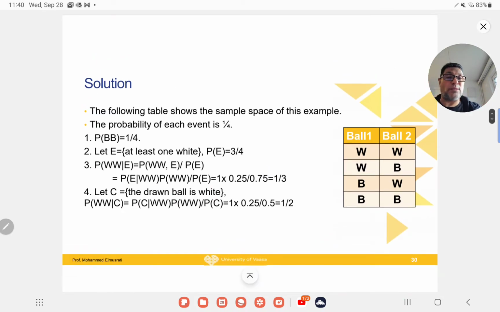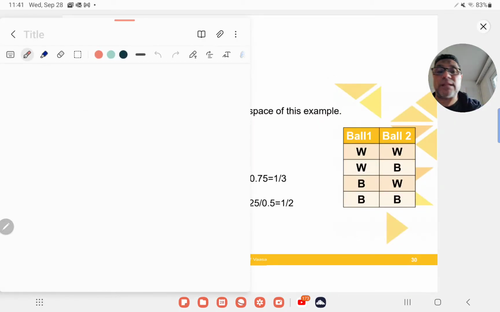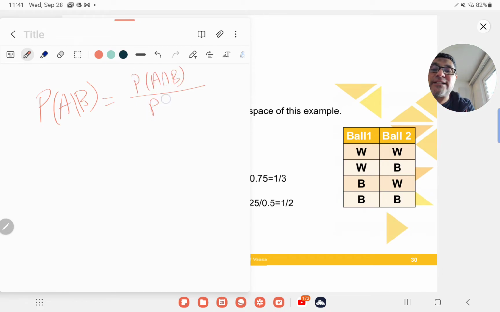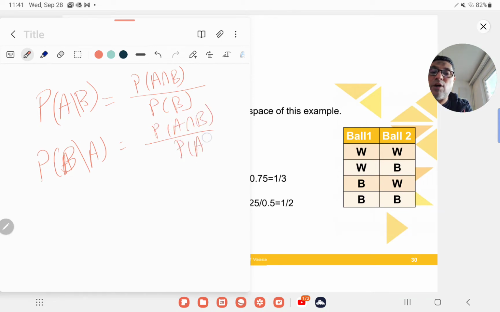Maybe for some of you it might be good to explain where we bring this from, because this is what we need in the next slide, the Bayesian formula. Let me explain this in a note like this. Remember, the probability of A given B, for any A and B, equals the probability of A and B divided by the probability of B. I said also that the probability of B given A equals the same probability of A and B divided by the probability of A. From this formula, by cross multiplying, the probability of A and B equals the probability of B given A times the probability of A.